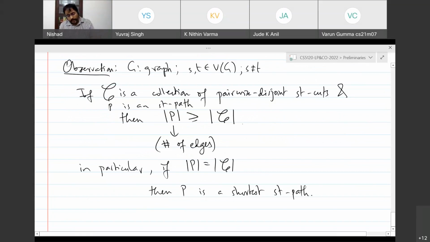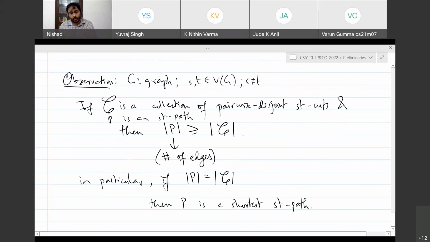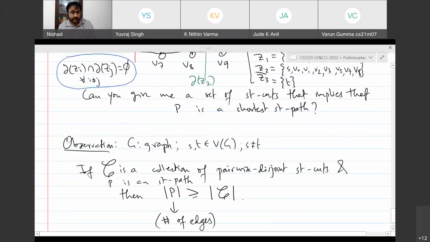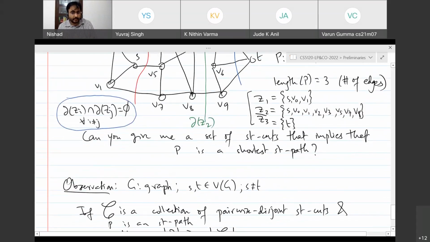Okay? And the fact that you will always get equality is something we will be proving. So the fact that there is always an ST path and a collection of pairwise disjoint ST cuts such that their cardinalities are equal, that is something we will be proving as a consequence of LP duality. Okay? And once you prove that, you can convince anyone that a given ST path is the shortest ST path.